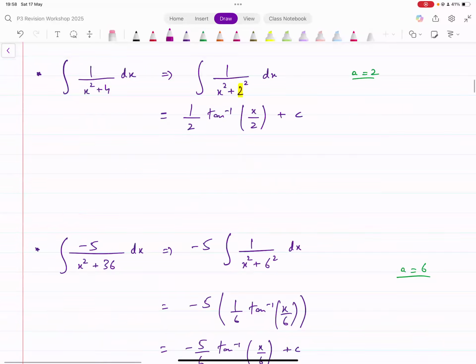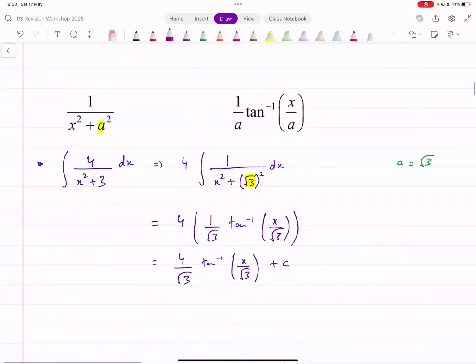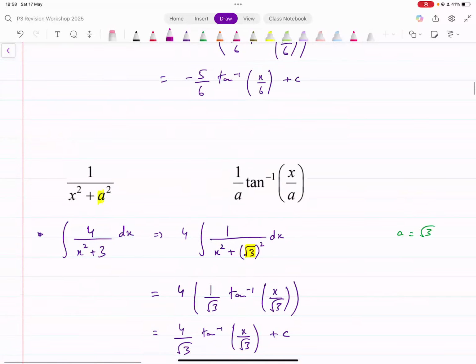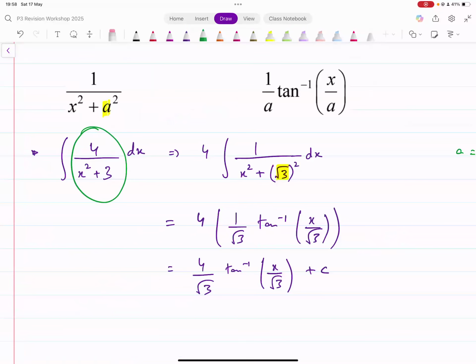Now, let's have a look at some examples of that. If you had 4 over x squared plus 3, for instance. Now, in this case, we have a problem that this number is not a perfect square. Okay, 3 is not a perfect square, so it does not necessarily have to be a perfect square. We could write, first of all, 4 outside. If we write 4 outside, inside we're left with 1 over x squared plus 3.